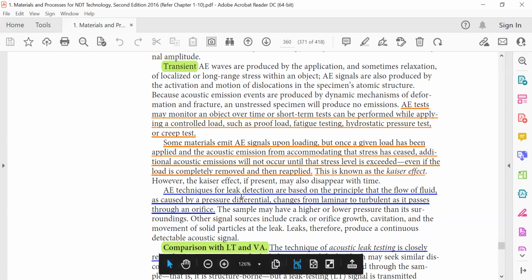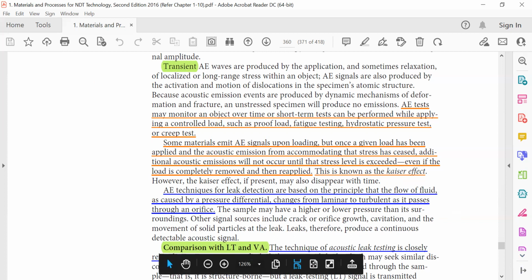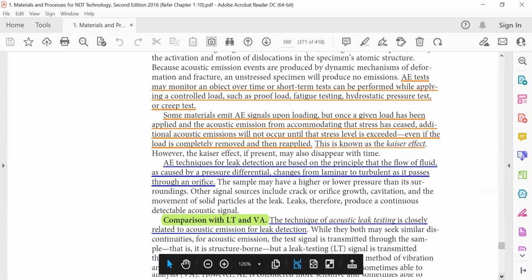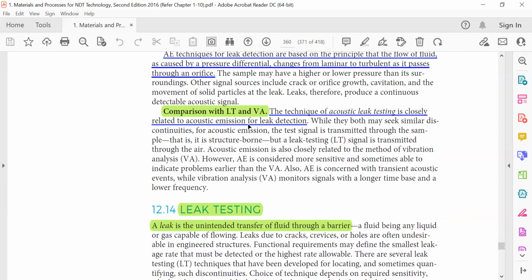A technique for leak detection is based on the principle that the flow of fluid, caused by a pressure differential, changes from laminar to turbulent as it passes through the orifice. In comparison with leak testing, the technique of acoustic leak testing is closely related to acoustic emission for leak detection.